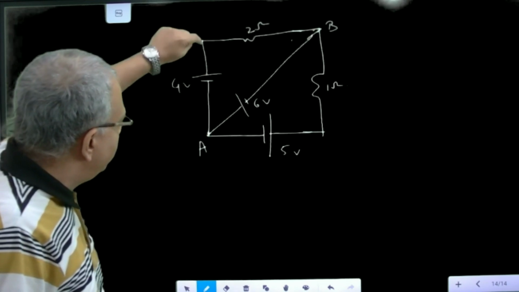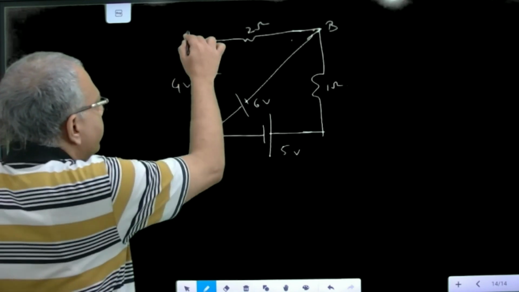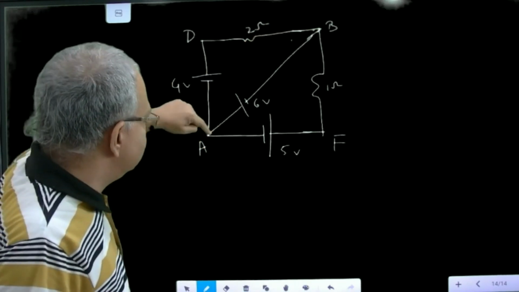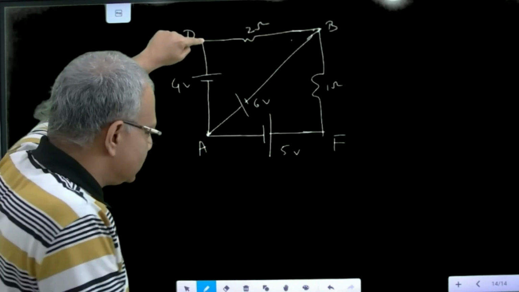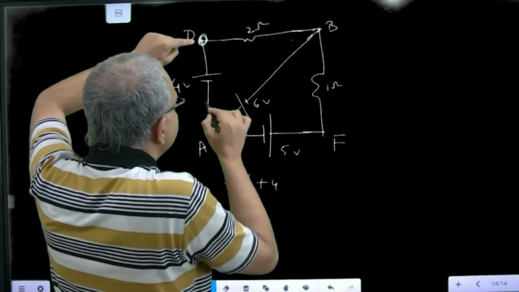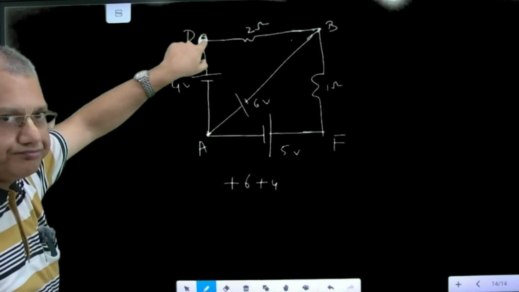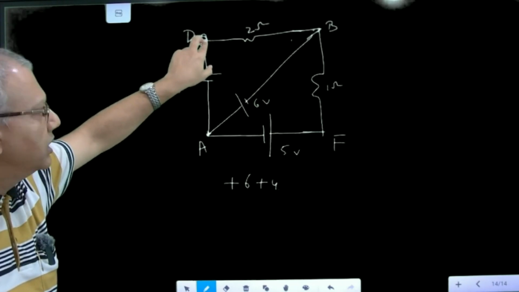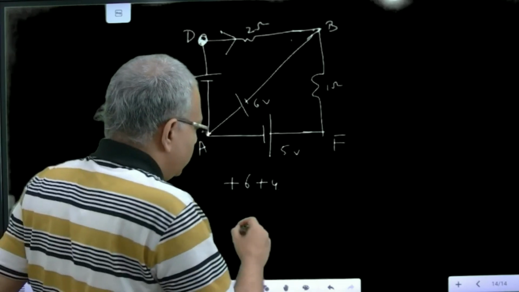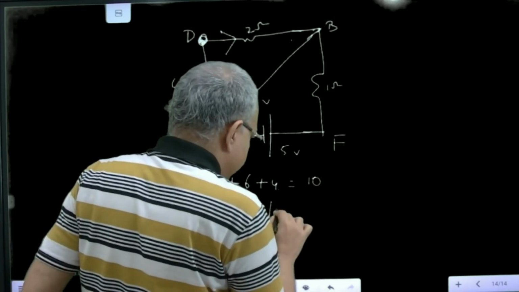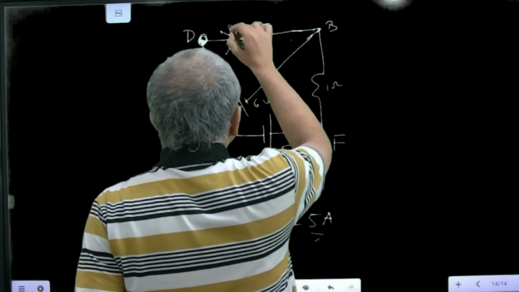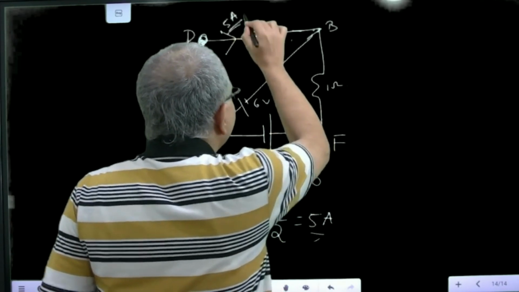Then from here to here, suppose D. And B to A plus 6, A to D plus 4, 6 plus 4. So what is the voltage here? 10. So what is the current that is going to flow? 10 divided by 2, 5 ampere. Simple.